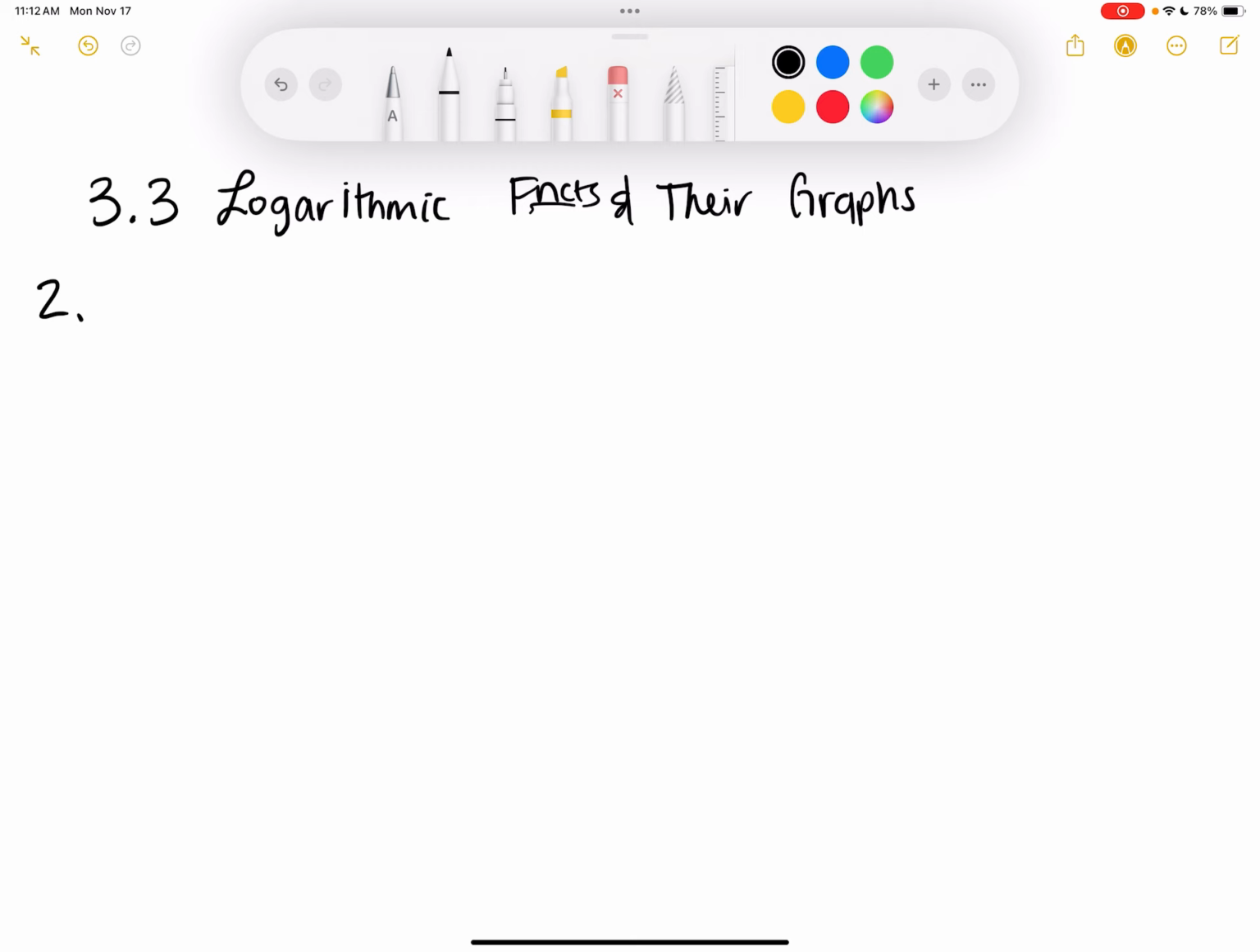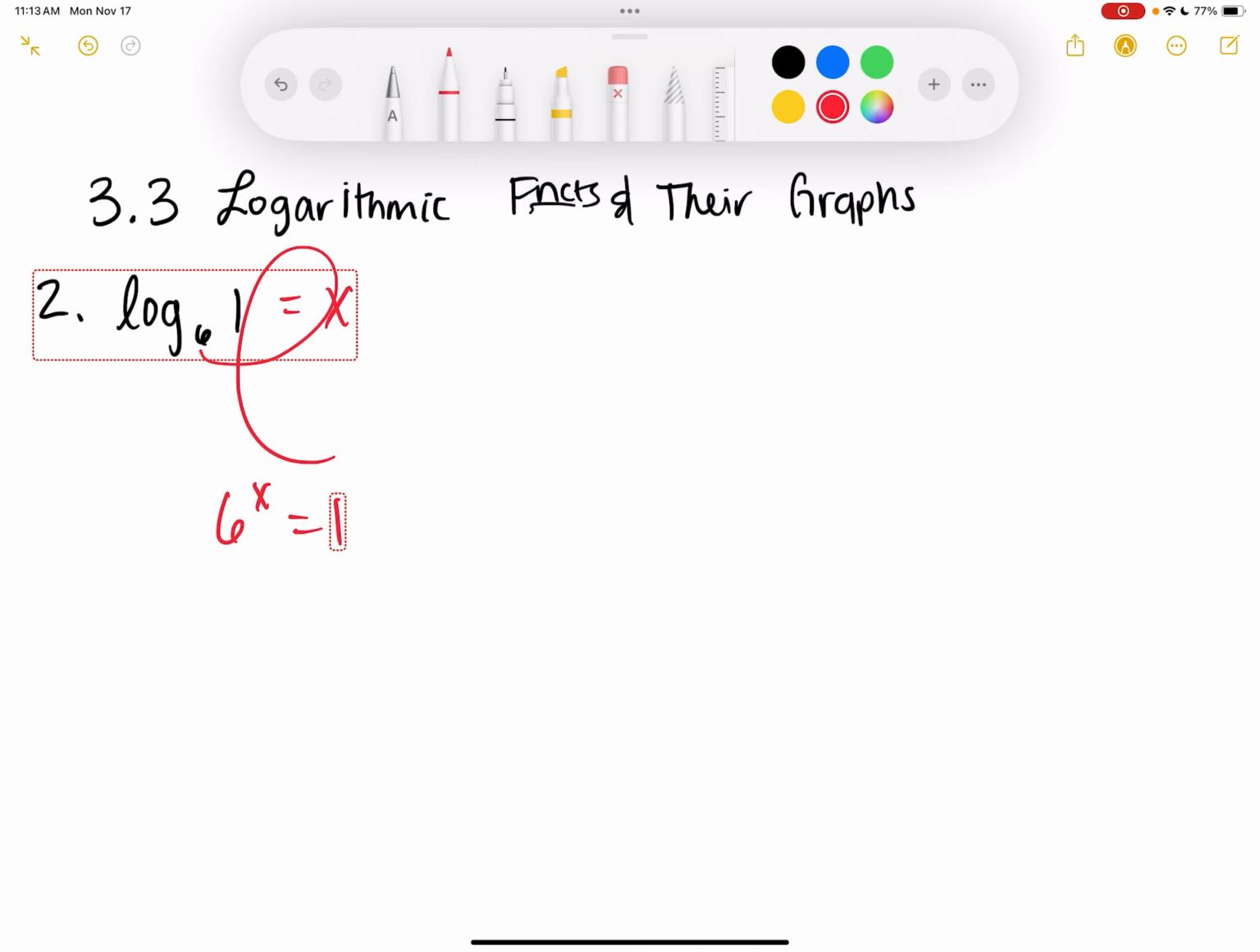Number 2, I've got log base 6 of 1. So this is just a property that you should have. If we have log base b of 1, what does that equal? 0. Because if we did this like this, then we would use an e to solve. 6 to the x is equal to 1, and so we would know that it has to be 0. So this is 0.